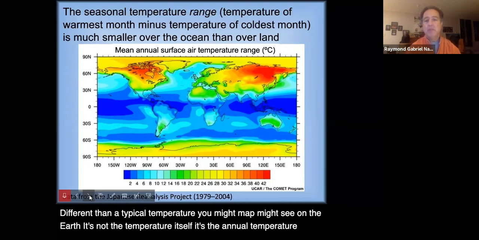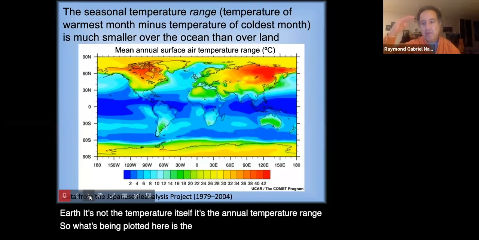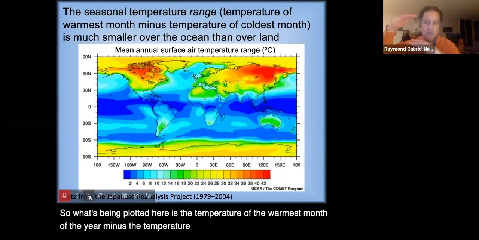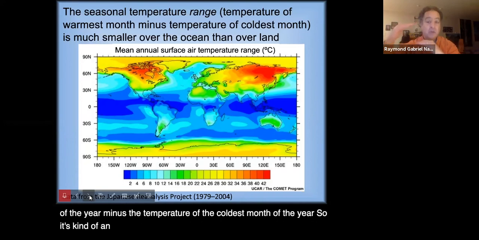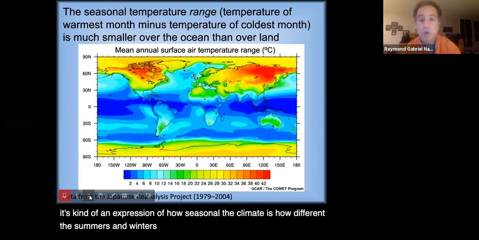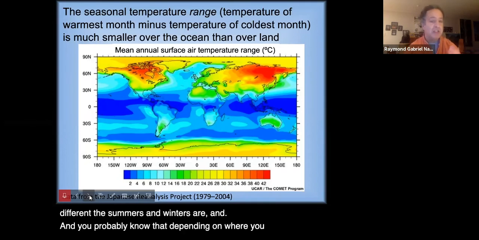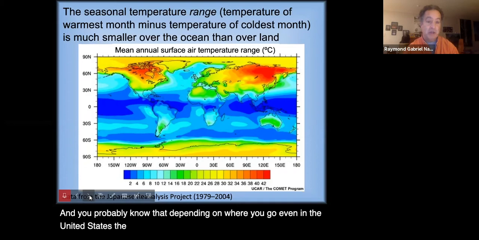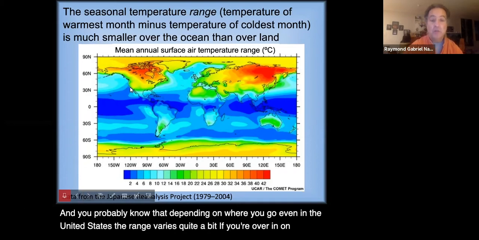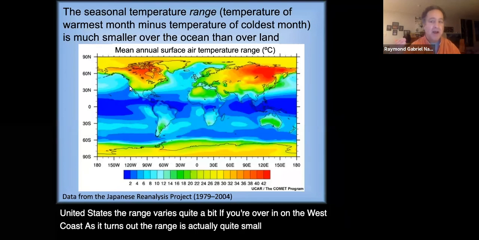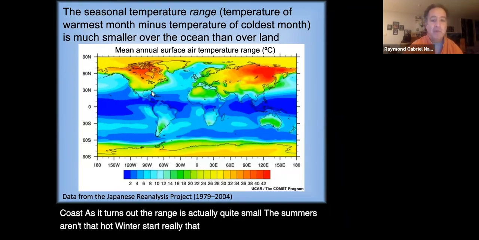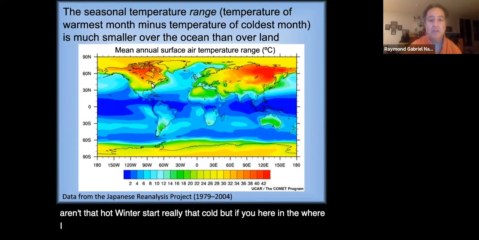So what's being plotted here is the temperature of the warmest month of the year minus the temperature of the coldest month of the year. So it's kind of an expression of how seasonal the climate is, how different the summers and winters are. And you probably know that depending on where you go, even in the United States, the range varies quite a bit. If you're over on the West Coast, as it turns out, the range is actually quite small. The summers aren't that hot, the winters aren't really that cold. But if you're here where I live in the Northeast, or if you're further north, the summers can be quite warm and the winters can be quite cold. So that's a big temperature range.